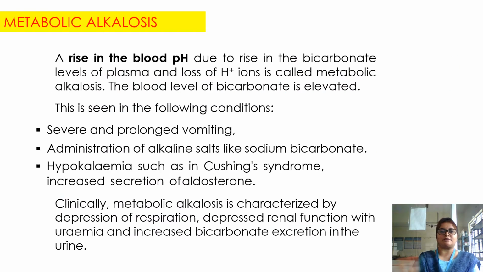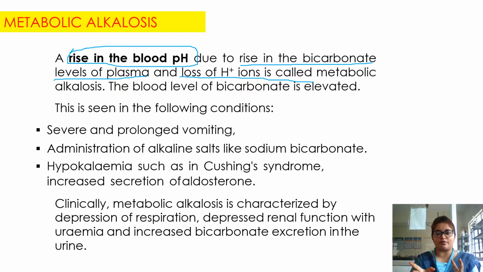Now we'll see what is metabolic alkalosis. So opposite to acidosis is alkalosis. So what do you mean by alkalosis? The rise in the blood pH. Why is there a rise in the blood pH? Because there is a rise in the bicarbonate levels of the plasma and loss of hydrogen ions, the opposite of acidosis. So here the bicarbonate levels are increasing and the hydrogen ion concentration is decreasing, and the blood level of bicarbonate is elevated.